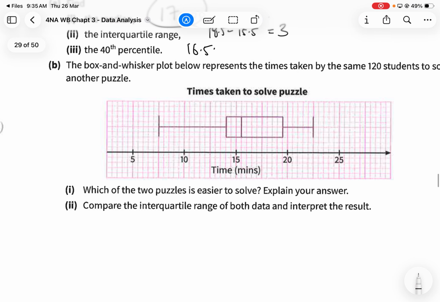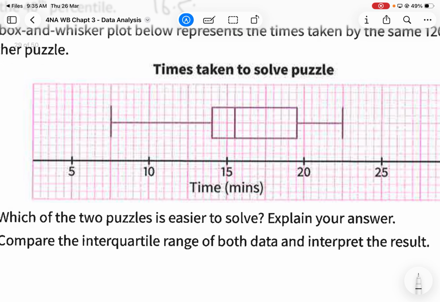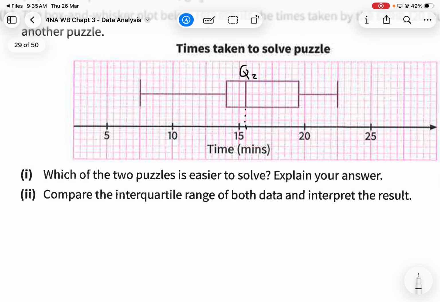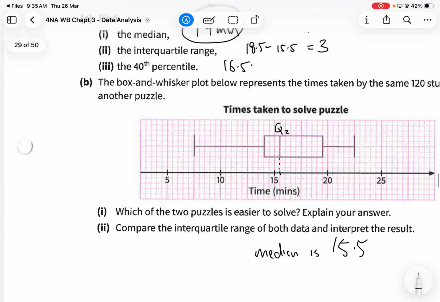So when I look at the second puzzle, 10 boxes is 5, so each one is 0.5. If I look at the median, I compare median to median. The puzzle 2 median is 15.5. So on average, the students take shorter time to solve puzzle 2. We are comparing the average.